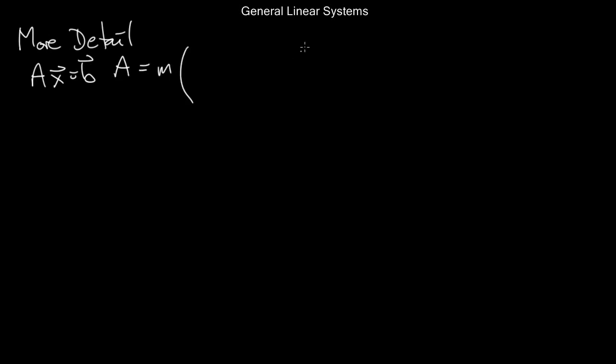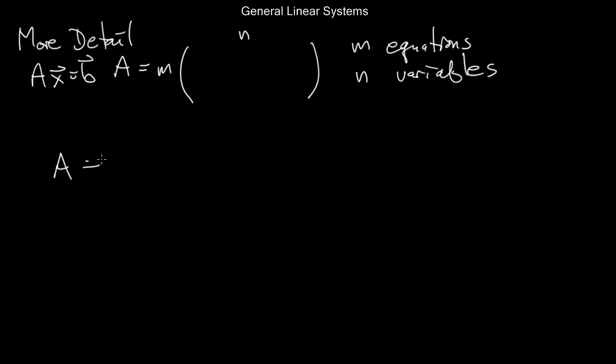So let's see this in a little bit more detail. So let's say we have this equation AX is equal to B, and I want to spell out a little bit about A. So A is an m by n matrix, meaning it has m equations and n variables. And it's in row echelon form, so let's write it out.